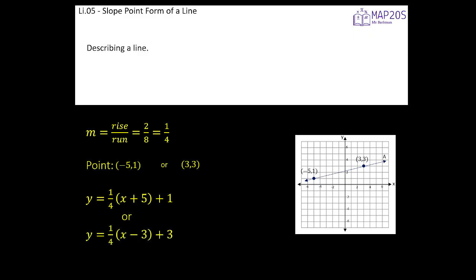The second way is we can use the 3, 3. You'll notice again that the x is now -3 instead of +3, and then we're adding 3 at the end. So these are two different equations, which actually happen to be the same equation, just with different numbers put in there.